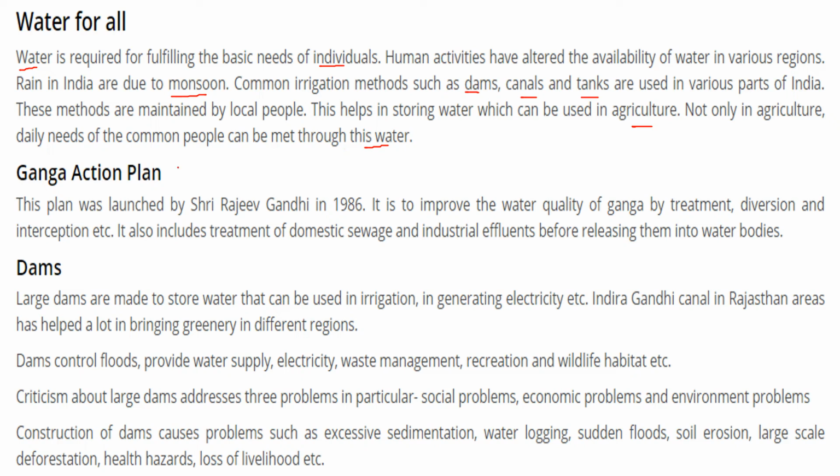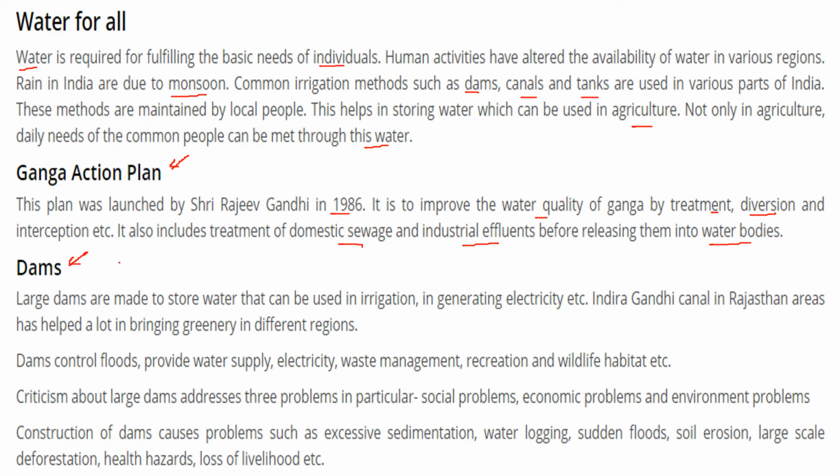I'll give an example, the Ganga Action Plan. This plan was launched by Sri Rajiv Gandhi in 1986. It is to improve the water quality of the Ganga, the most sacred river of our country, by treatment, diversion and interception. This also includes the treatment of domestic sewage and industrial waste or effluents before releasing them into aquatic water bodies.